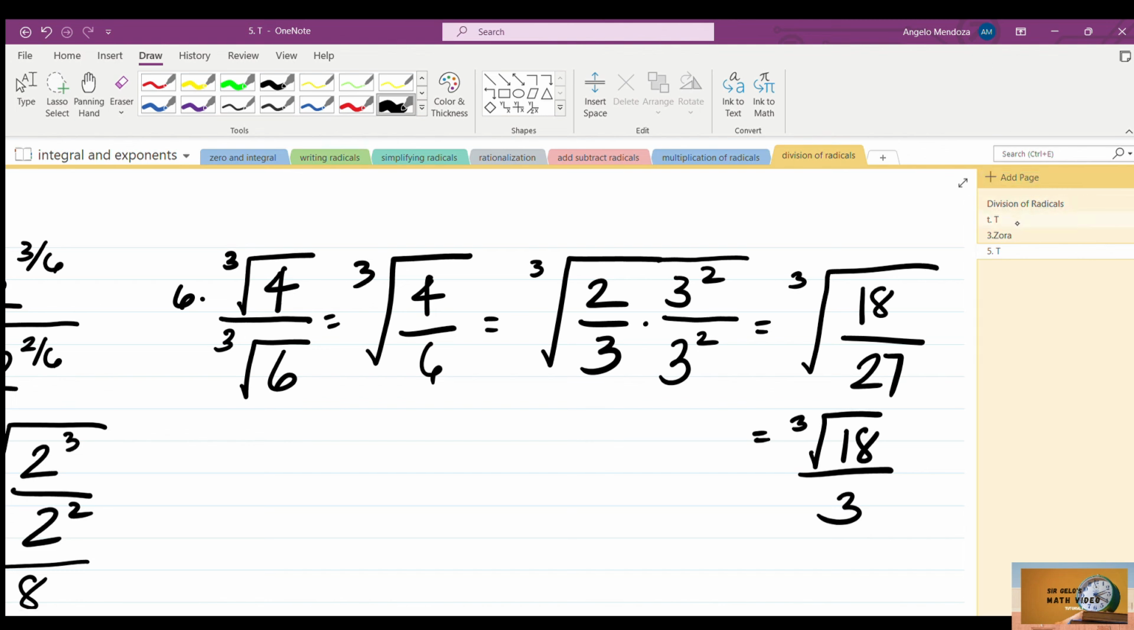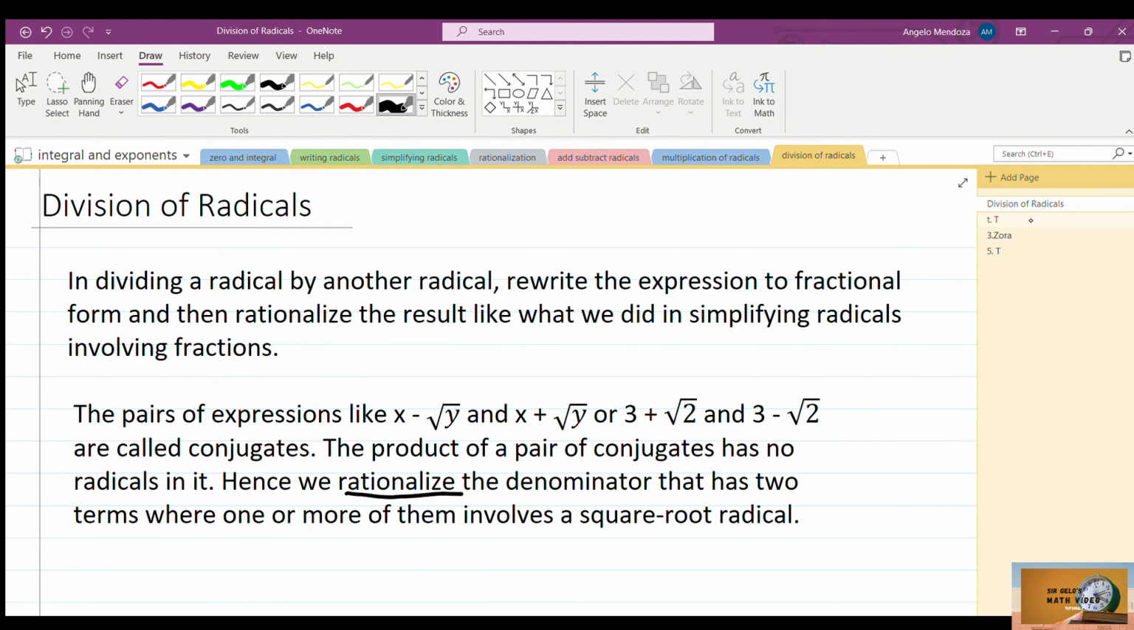So those are the situations on how to divide radicals using conjugates, then rationalization, and then direct division as well.